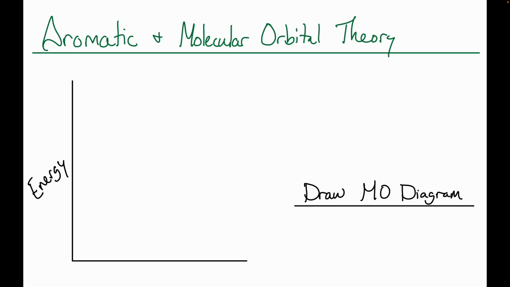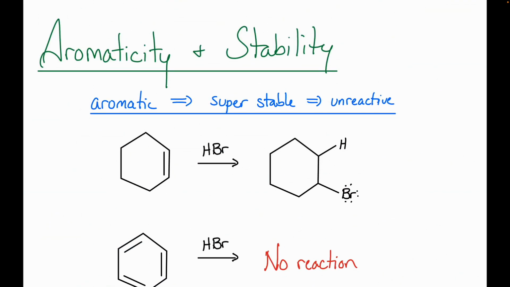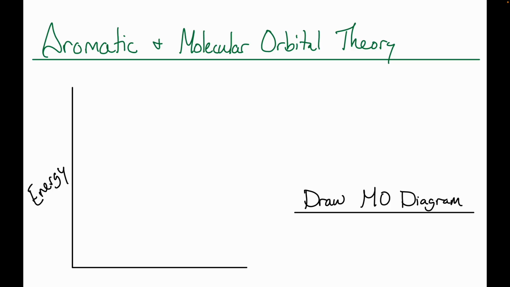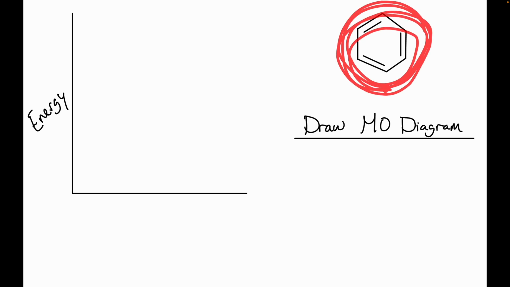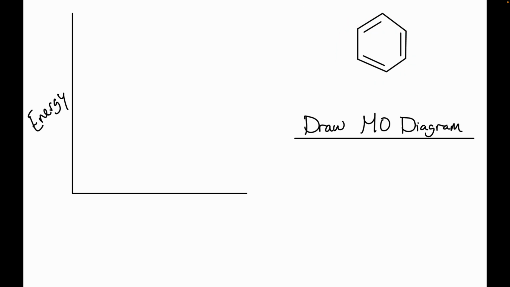All right, so how do we draw that MO diagram? Okay, so first thing we're gonna do is we're gonna take the shape of whatever it is that we're working with, whatever cyclic structure that we're working with. We're gonna take that shape and we're gonna orient it such that one of those corners is pointed down. All right, so we're going to orient our shape with one corner pointed down.